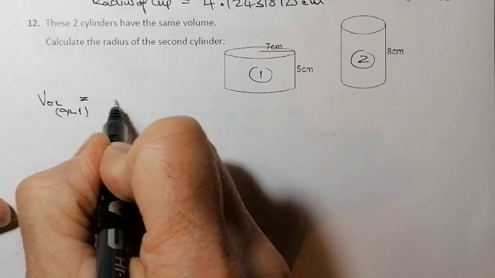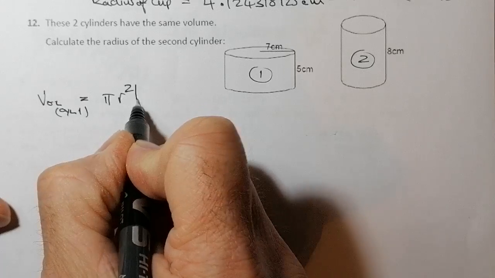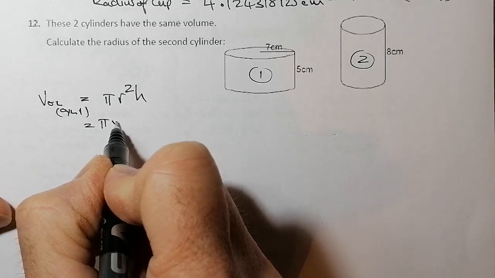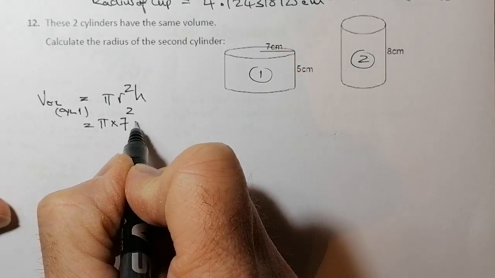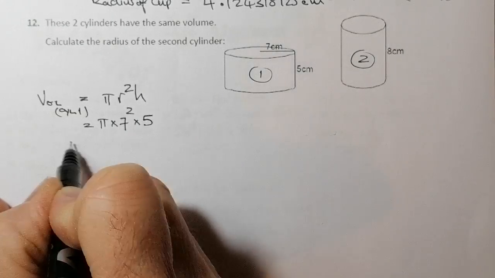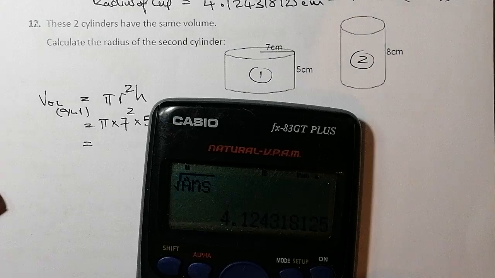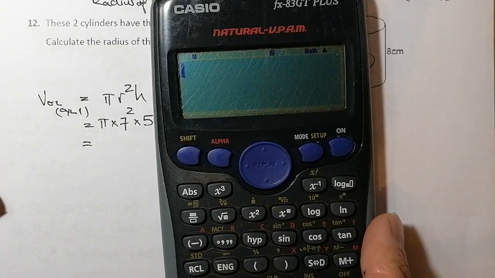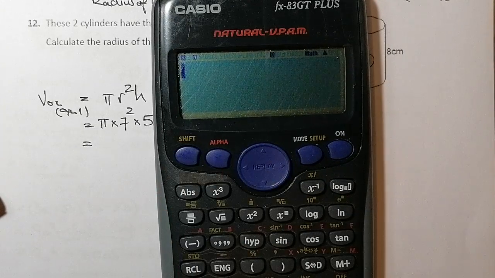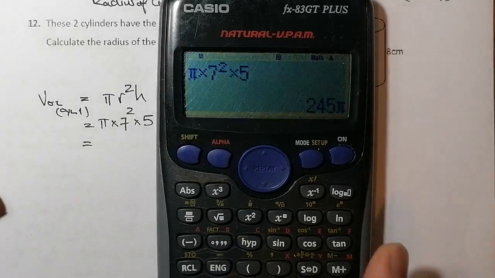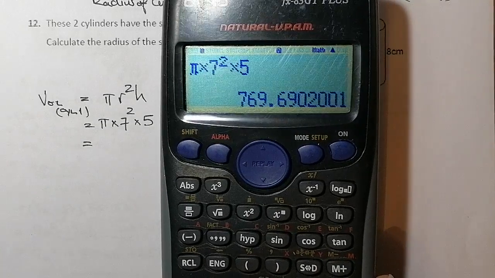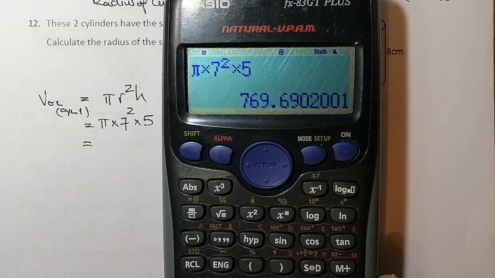Okay, and what we've got is pi r squared h. So I've got all the numbers for this. Radius is 7, and we'll square that, times it by the height, which is 5. What that should give me on my calculator is pi times 7 squared times 5. Okay, and there's my answer there. So that should be 769.